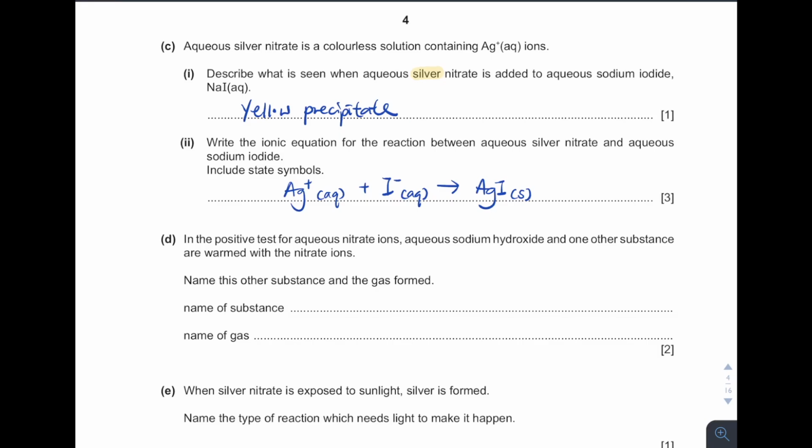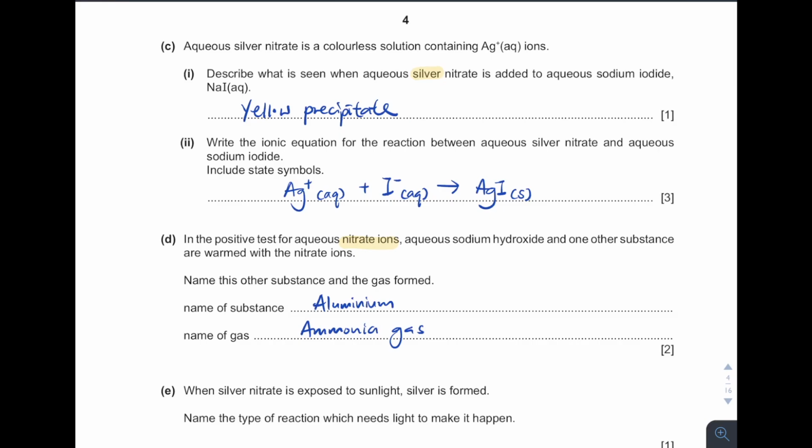Then for the test of aqueous ammonium ions, sodium hydroxide and one other substance are warmed with ammonium ions. So what is the other substance again? How do we test for the presence of ammonium ions? Remember, we test with the addition of sodium hydroxide solution followed by the addition of aluminium. And the gas produced is ammonia gas.